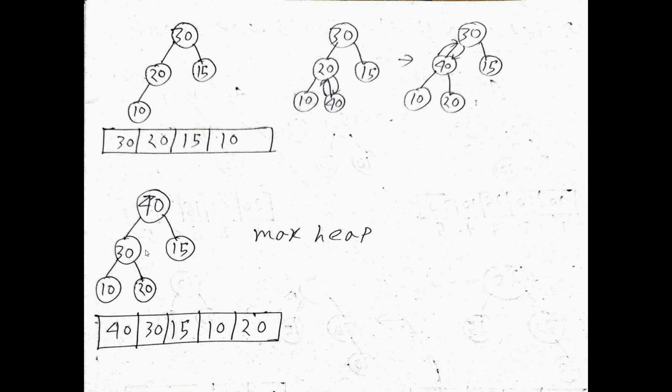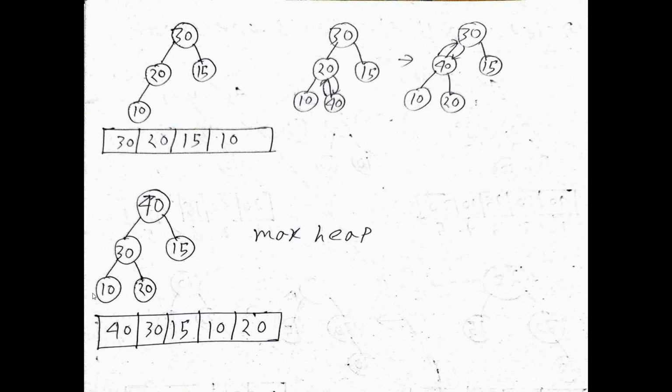So after swapping, the max heap becomes this: 40 goes here, 30 is the left child of 40, 15 is the right child of 40, 10 becomes the left child of 30, and 20 becomes the right child of 30.